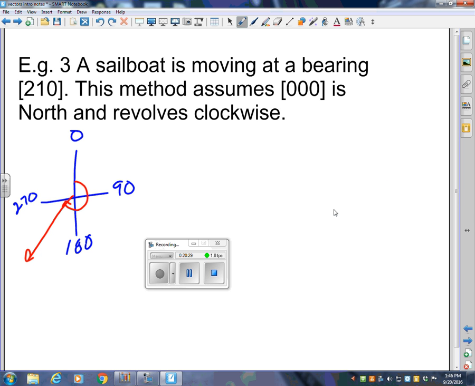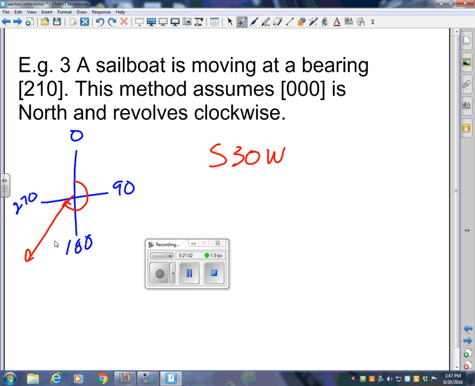Let me ask you this question. How big is this angle right here, just this little one? 30 degrees, right? So we would say it would be south 30 west. South 30 degrees to the west. Right? Good? Okay.